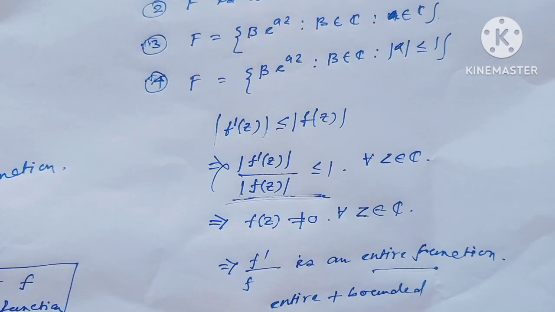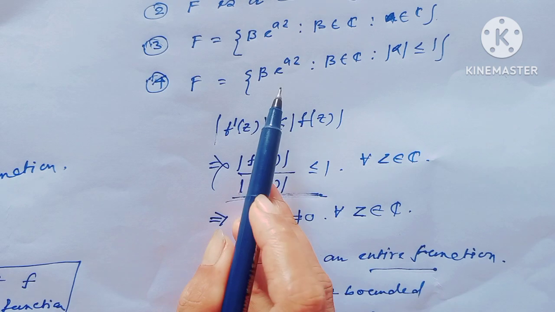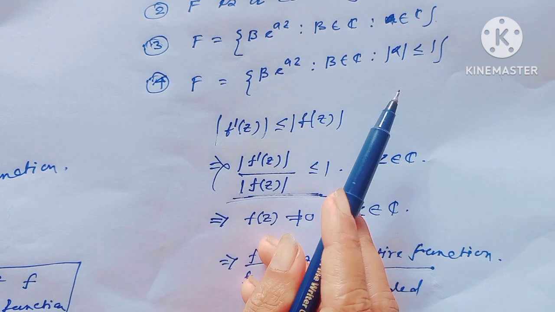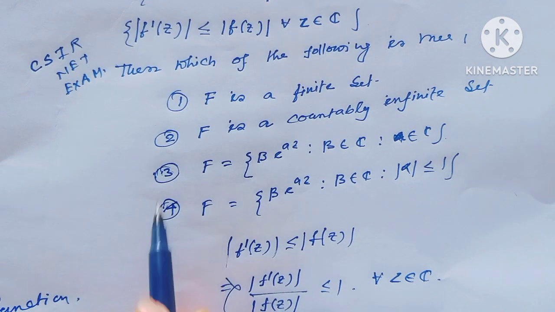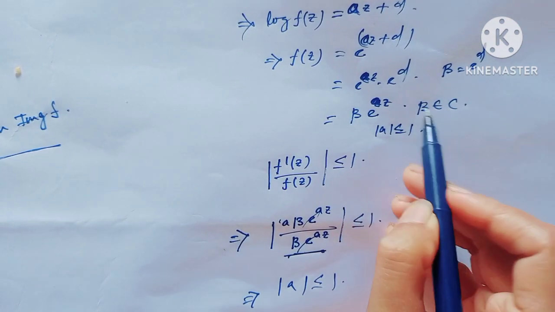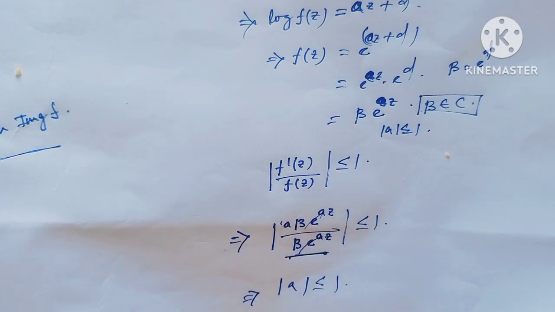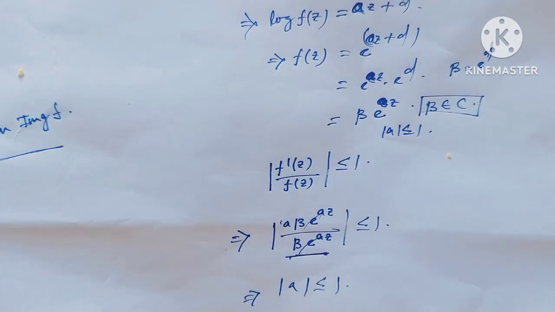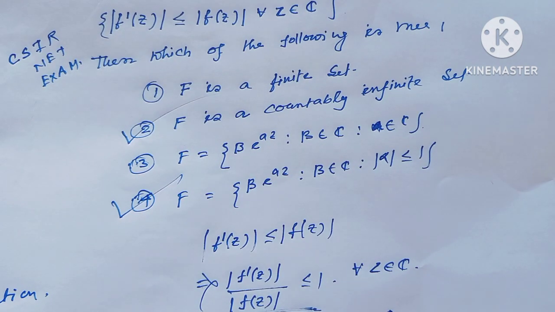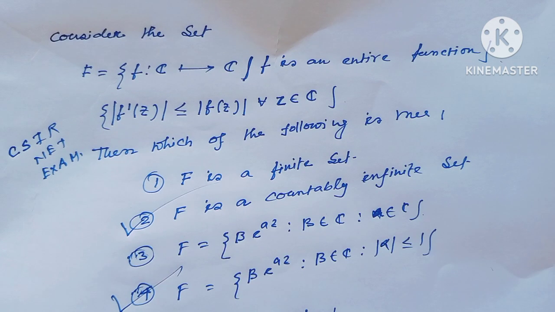Therefore, I have got f = beta e^(az) such that beta belongs to the complex numbers and |a| ≤ 1. Option 4 is a right option. Since beta belongs to the complex numbers, obviously this F is a countably infinite set. That means 2 and 4. Option 2 and option 4 are the right options. I hope all my viewers have understood this type of question easily.